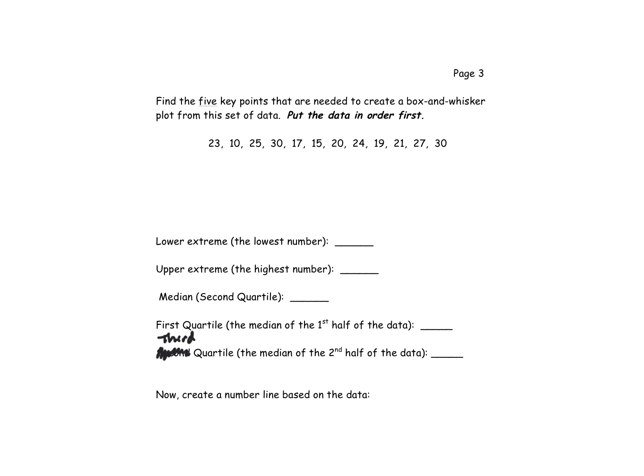So let's start with the number 10, followed by 15, 17, then 19, 20, and 21, 23, 24, and 25, 27, and then there are two 30s.